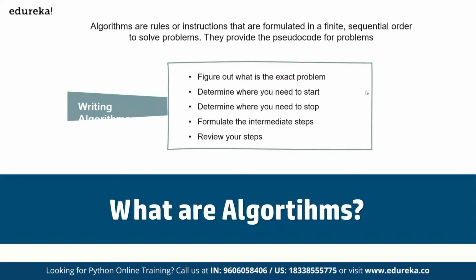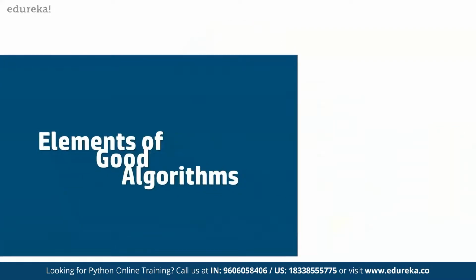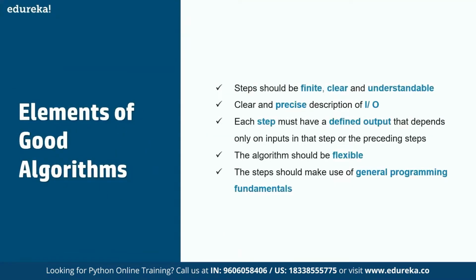If we talk about the elements of a good algorithm, they are multiple. First of all, the steps should be finite, clear and understandable. That means there should not be any kind of discrepancy or confusion about what needs to be done, and in what manner. So the entire algorithm structure should be clear. There should not be any confusion about what needs to be done and what needs to be avoided. It should be completely clear for all.